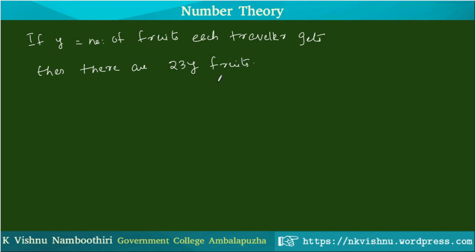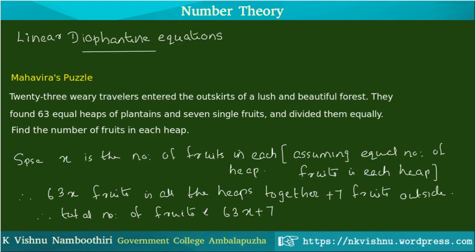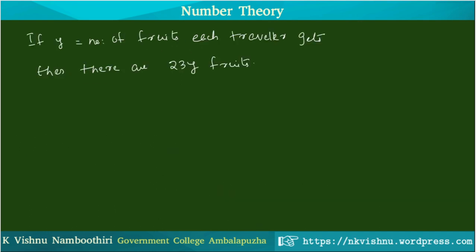This 23 into y includes all the foods in the heaps and the 7 single foods. But now, note that all the foods are distributed, therefore 23y foods are all distributed. But we have seen that the total number of fruits is 63x plus 7. Therefore, the total number of fruits available is equal to the total number of fruits distributed. Therefore, 63x plus 7 equal to 23y.